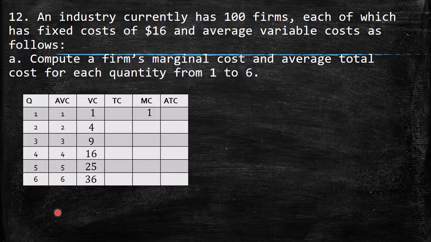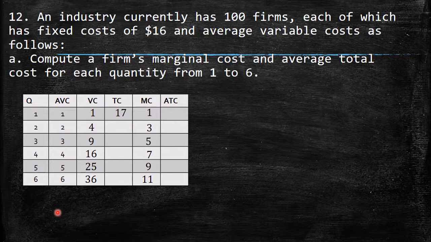The average variable cost is going to be 1 times 1, 2 times 2, and so on until here. The marginal cost is going to be the change of the variable cost. This one is going to be 1, assuming that at 0 they just have 16, which is the fixed cost, but the change from 16 to 17 in the variable cost is 1, basically. So again, the total cost for 0 is going to be 16. For the first unit, it's going to be 17, so the marginal cost is 1. Then the marginal cost is going to be 3. This one 9 minus 4, 16 minus 9, 25 minus 16, and 36 minus 25.